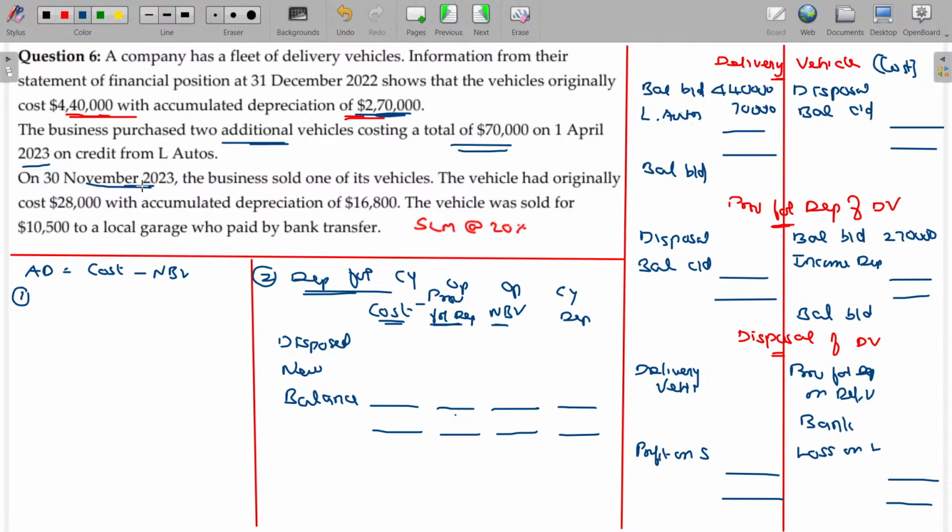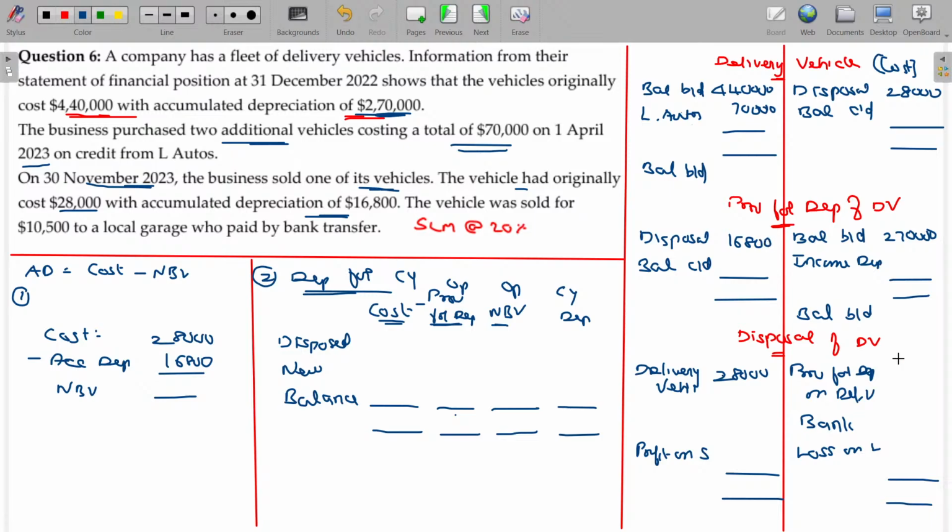On 31st December 2023, the business sold one of its vehicles. The vehicle had originally cost 28,000 with accumulated depreciation being 16,800. Cost being 28,000, accumulated depreciation for that being 16,800, already given. Then you will get the net book value. So the calculation is pretty simple. The cost of the original asset being 28,000 is transferred here, and the accumulated depreciation on the asset sold, 16,800, is transferred from here to here.